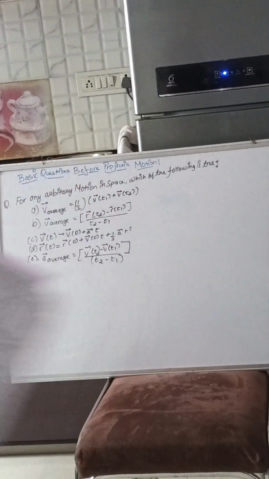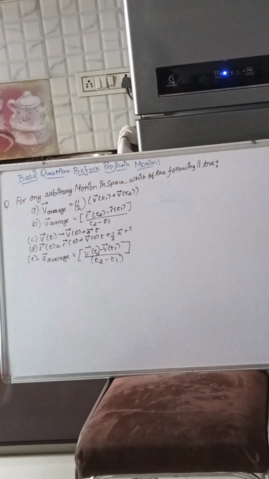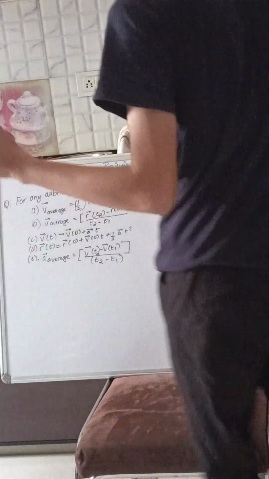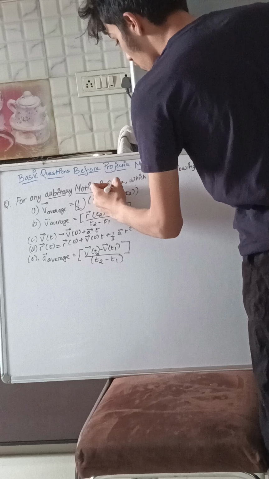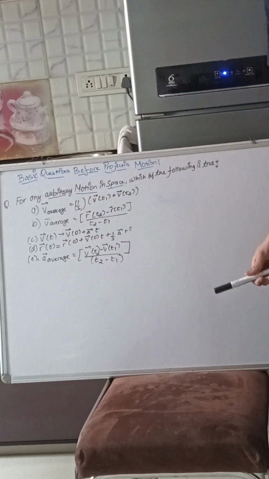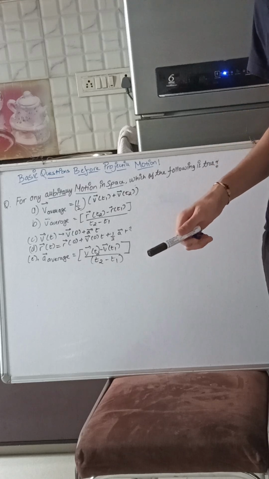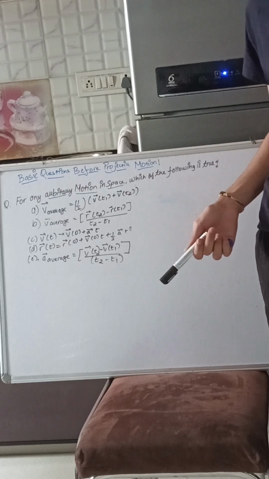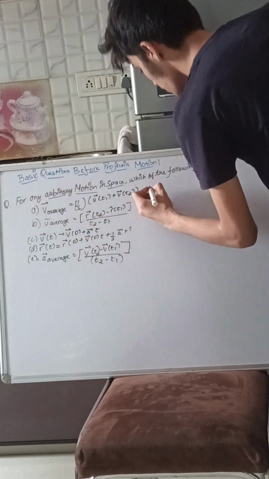Okay. So the first question is, for any arbitrary motion in space, which of the following is true? First, let me tell you the meaning. Arbitrary motion in space means that it does not have constant acceleration, or it is changing, or it is basically zero. Okay, so let's start going with the solution of this.